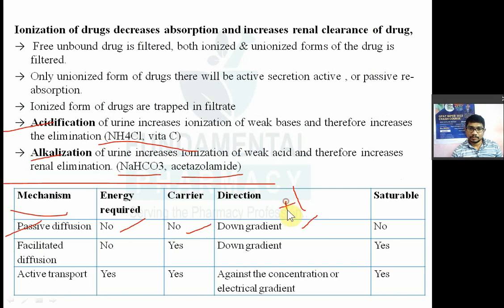Second is facilitated diffusion. Is energy required? No, there is no requirement of energy because this is also a down gradient process. But a protein carrier is required, obviously. Now ये याद रखना आपको, जहाँ भी कैरियर आएगा that process is saturable. क्योंकि कैरियर क्या होते हैं, limited in number होते हैं. Because carriers are nothing but the proteins.